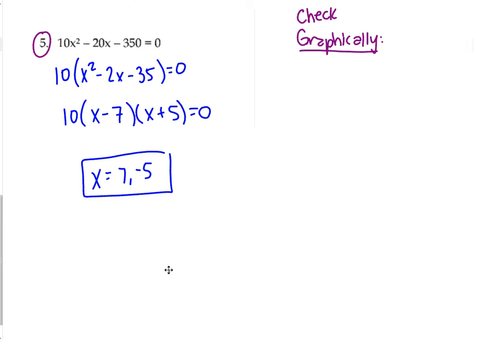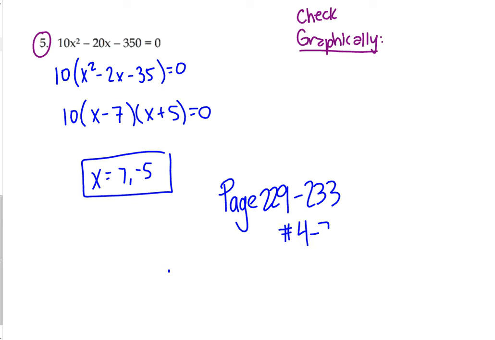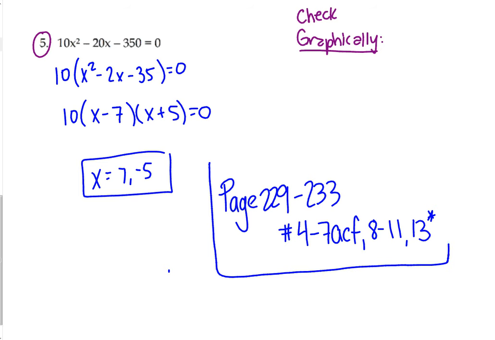All right, so what is the assignment for this lesson? Let's leave it here. You guys haven't had that much homework for so long. It's time. Okay, you're overdue for some homework. Page 229 to 233. 4 to 7 ACF. Okay, that means 4 ACF, 5 ACF, right? 8 to 11, and because you're special, number 13. Only because you're special.